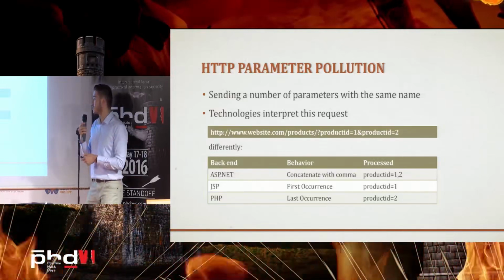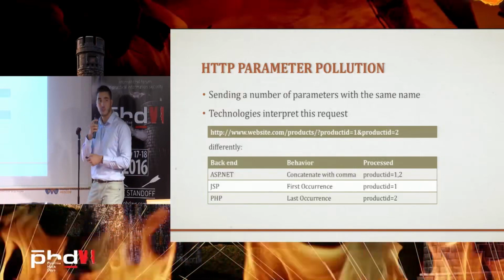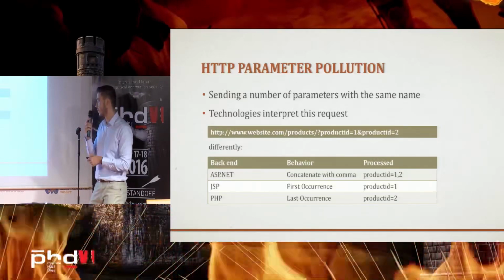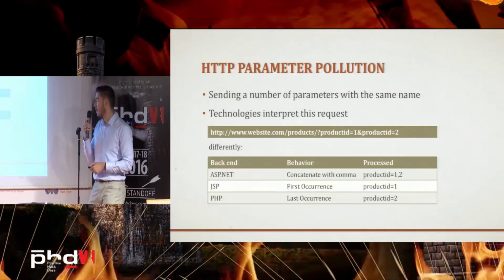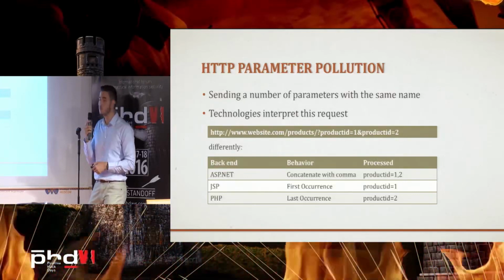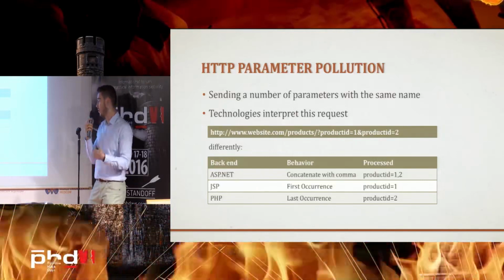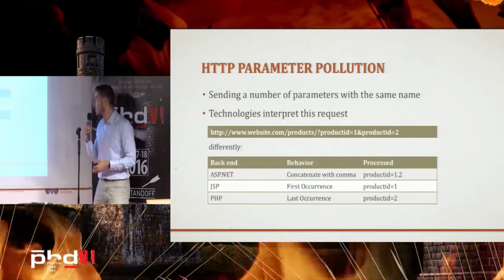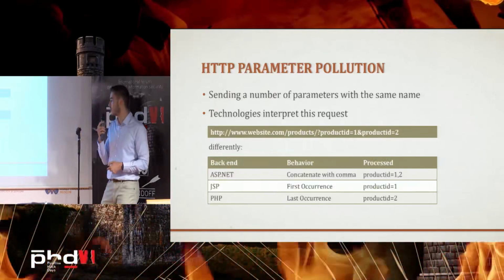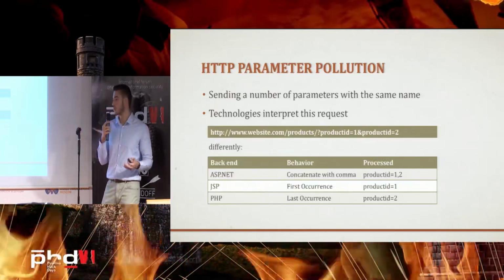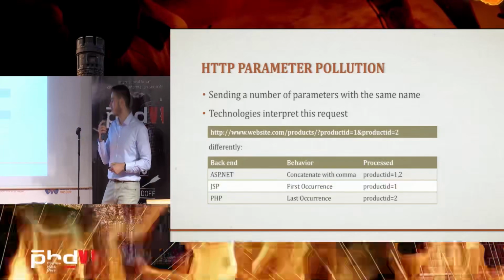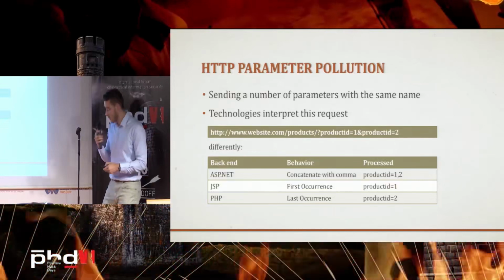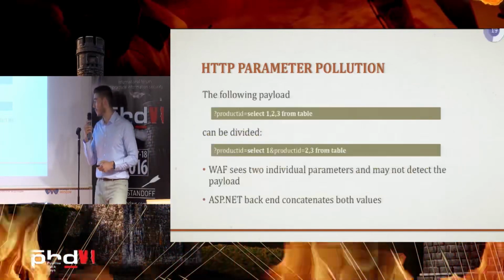And if we test this on different technologies, we will see that they interpret this request differently. For instance, ASP.NET concatenates both with a comma. So what it receives is product ID equals 1,2. JSP uses the first occurrence, so it receives the 1, and PHP uses the last occurrence, so the value is 2. How does that help us?